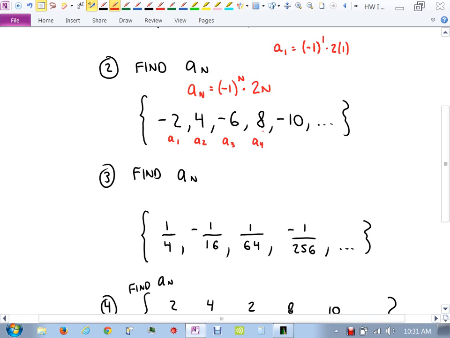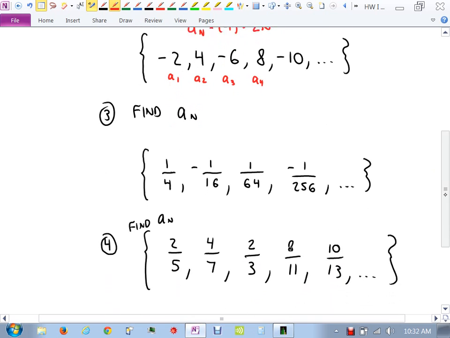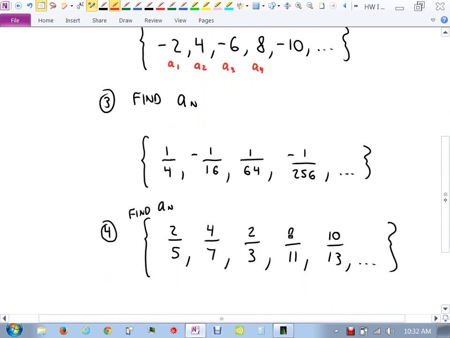You're trying to create a formula that creates that sequence as you plug in numbers 1, 2, 3, 4, 5, 6. Okay, so let's look at this next one. This one alternates, right? But it starts with the positive. So anytime you start with the positive, you'll do the negative 1, but to the n plus 1 instead of n.